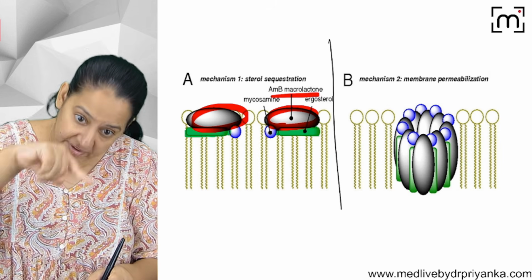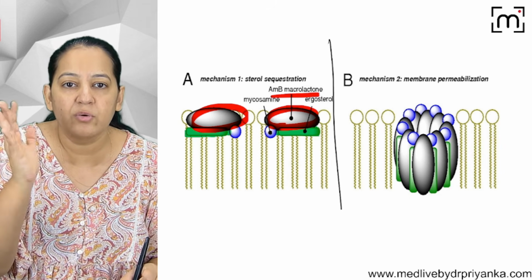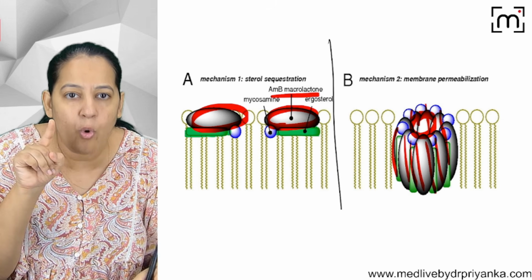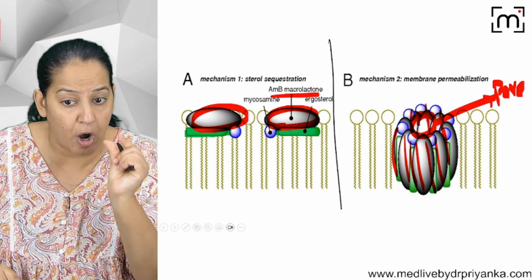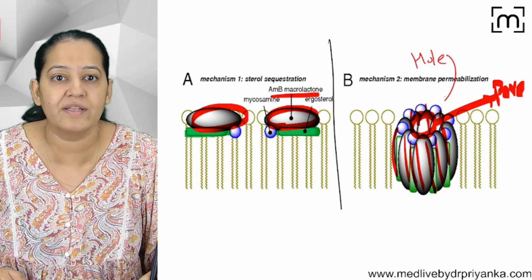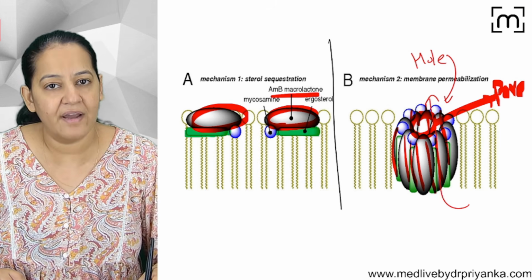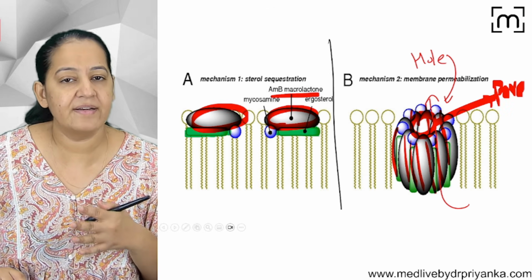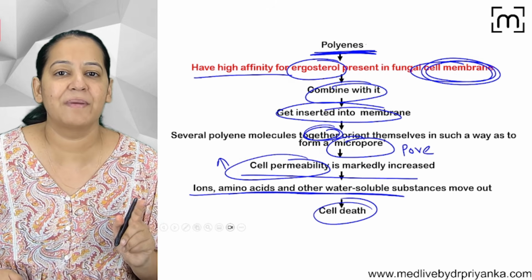Once it binds with the ergosterol and gets inserted there, it causes orientation of the ergosterol in such a way that it produces a pore. It is producing a micropore, a small hole in the cell membrane, from which the entire cytoplasm will leak out. Once the entire cytoplasm leaks out, the fungus will die. And this is its mechanism of action.